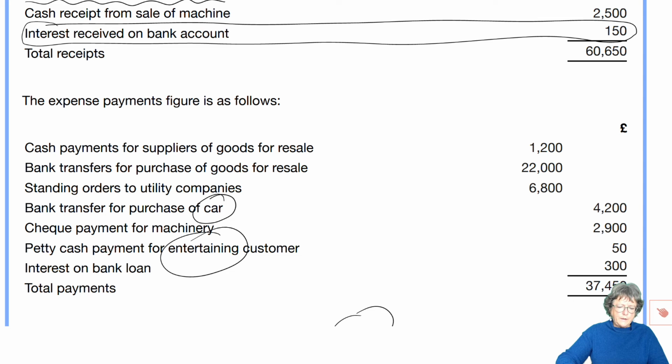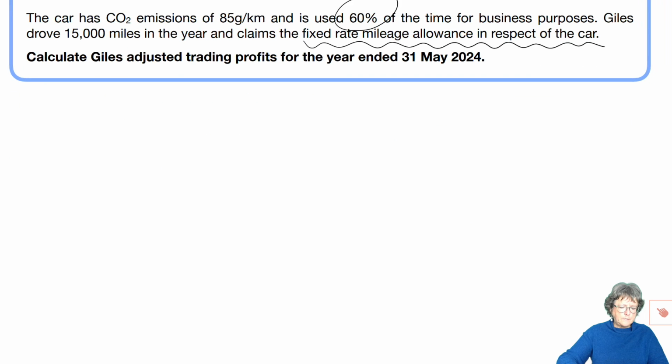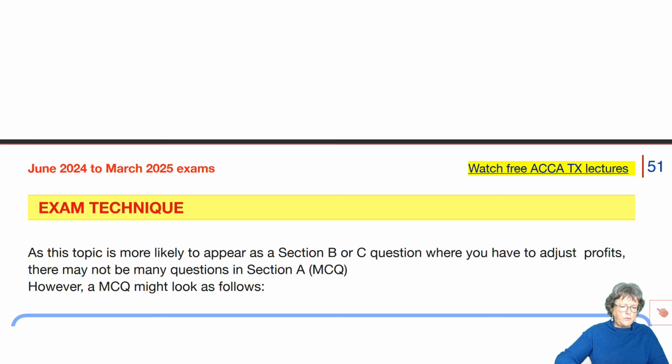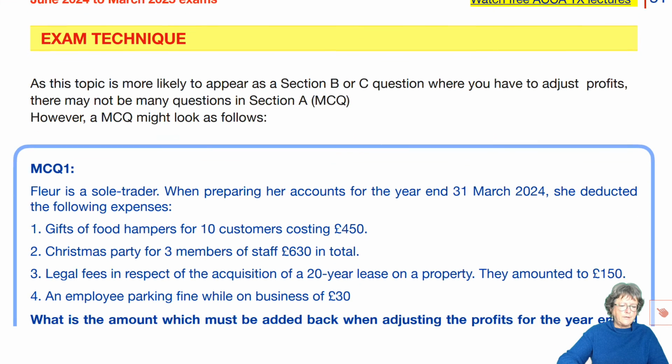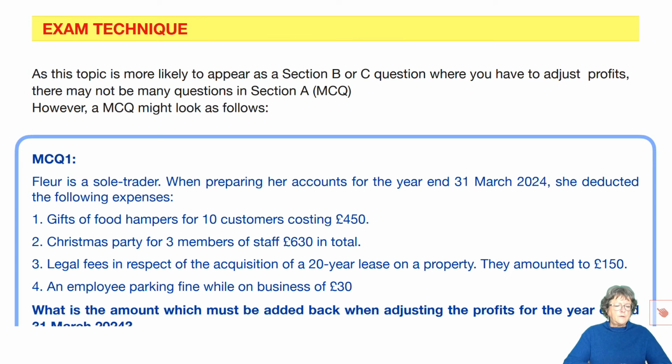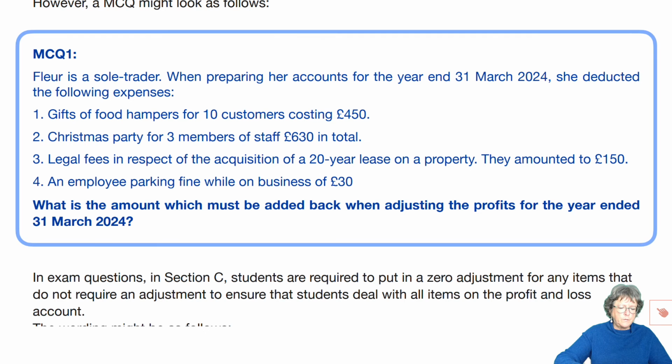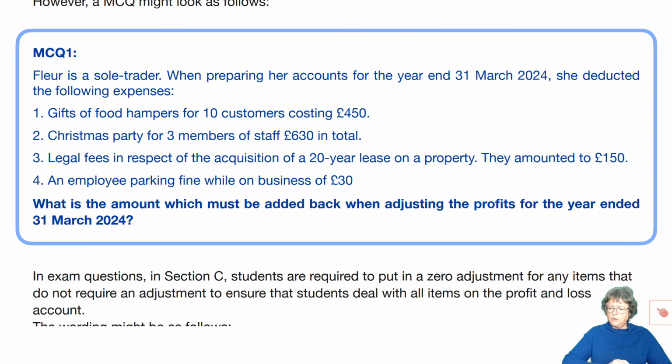So moving further on, we have our new section of this chapter, exam technique. This topic will probably appear in section B or section C. You will have to adjust profits for either an individual or for a limited company. Not so many in section A under multiple choices, but if you get one, it would probably look like this.